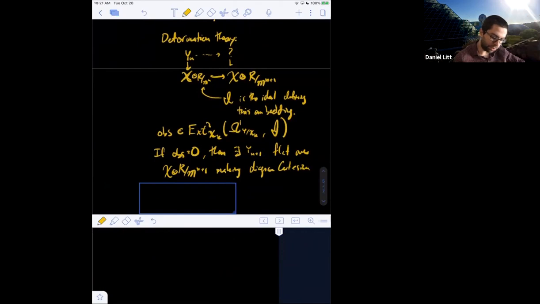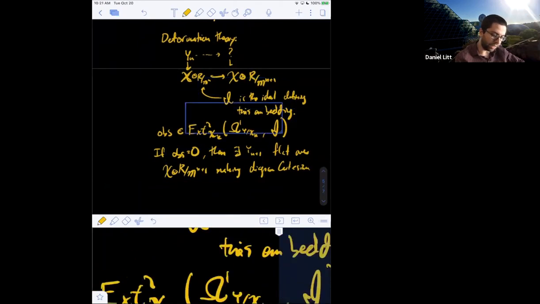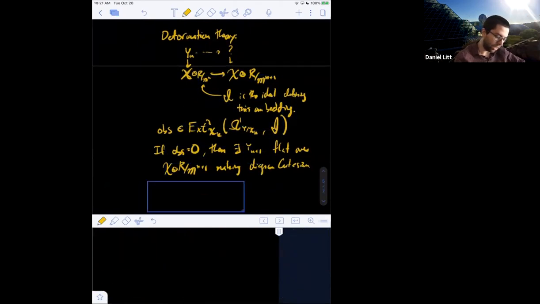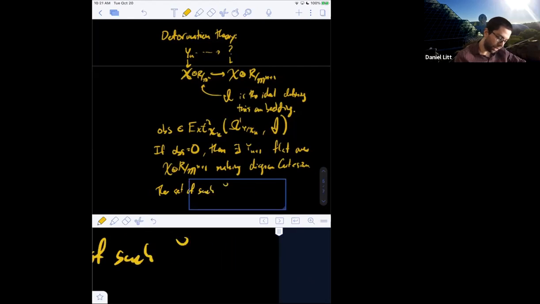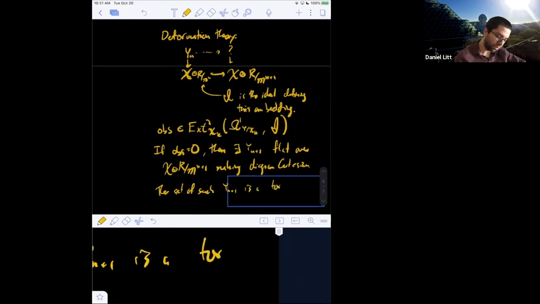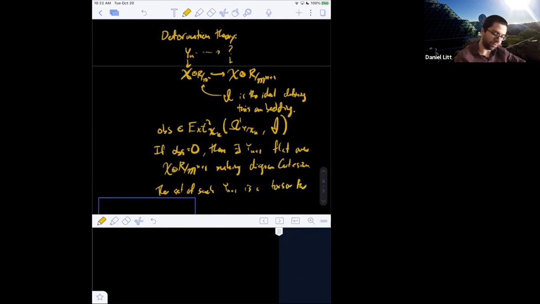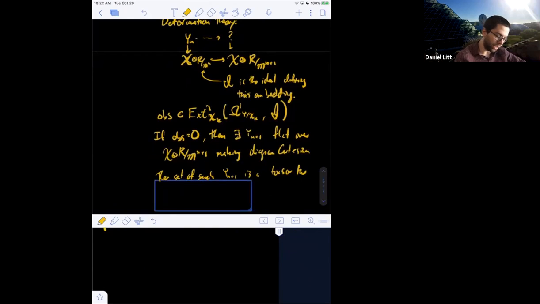So there exists a Y_{n+1} flat over this thickening, making the diagram Cartesian, and then the set of such Y_{n+1}, up to isomorphism, is a torsor for Ext^1 of the same sheaves.